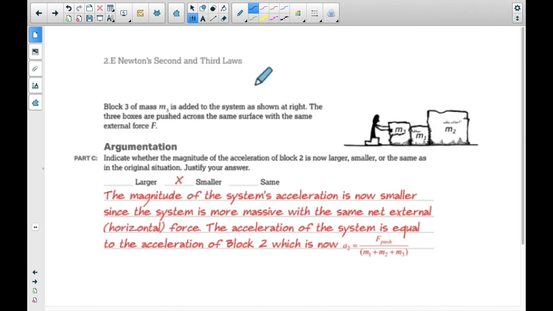Okay, how should we word that? Here is what they've said in the answer key. The magnitude of the system's acceleration is now smaller since the system is more massive with the same net external horizontal force. So the acceleration of the system is equal to the acceleration of block 2, which is now this. And so notice that they have incorporated an equation, just like I did on the other page, but they also explained it. And that's going to be the thing that you need to be able to do, is give something concrete and also give some explanation with it.